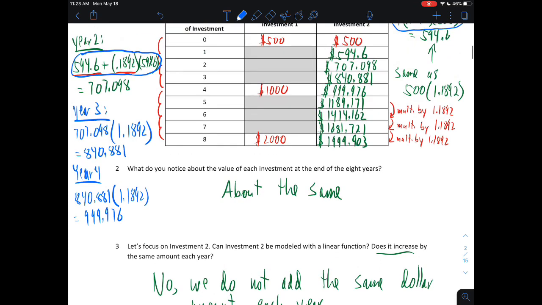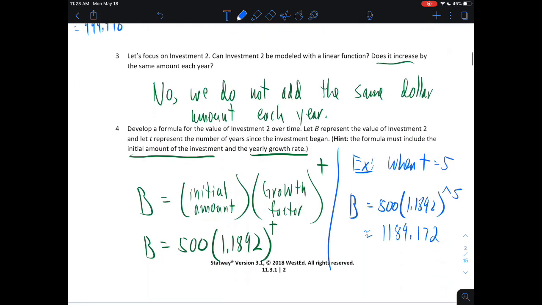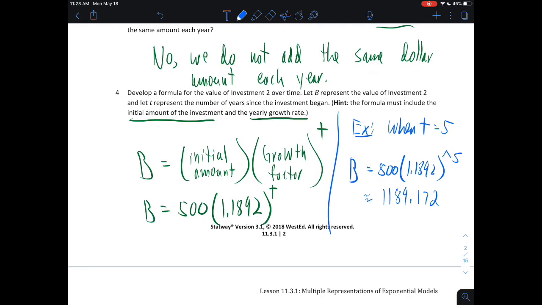And what did we have before in our column for year 5? We had 1189.171. Why is the third decimal place slightly different? Because in what we did in the table, we had 1, 2, 3, 4, 5 steps of rounding, whereas in the calculation that we just did here, as my example, we did it in one shot. So we get a little bit of a better amount as far as our estimation. Okay, but our answer for number 4 is this formula that we had. I was just pointing out an example off to the side.